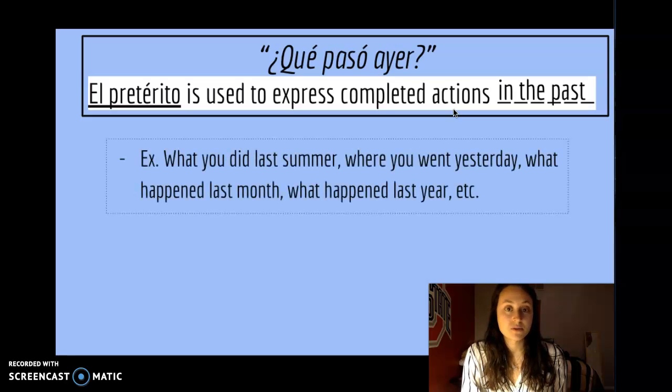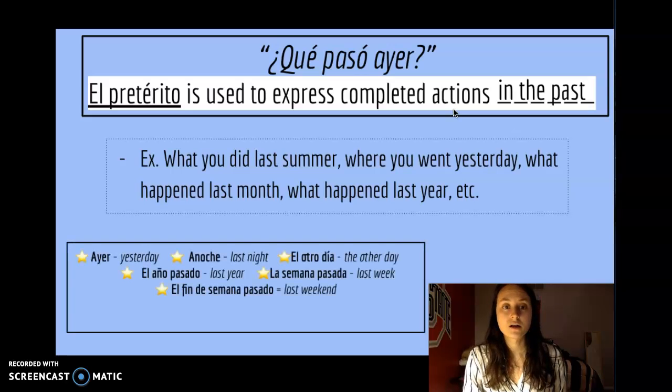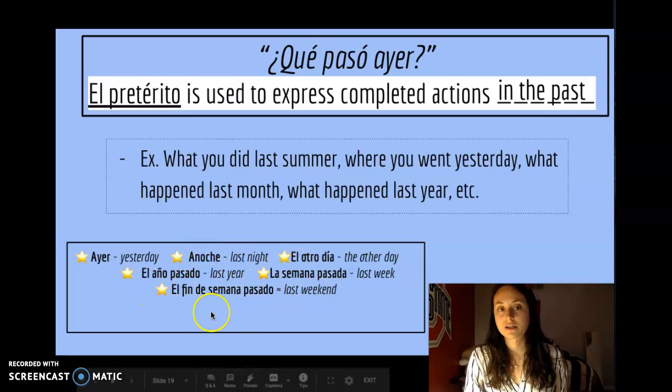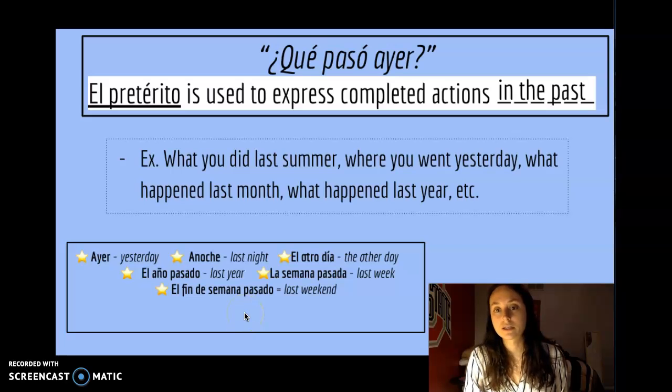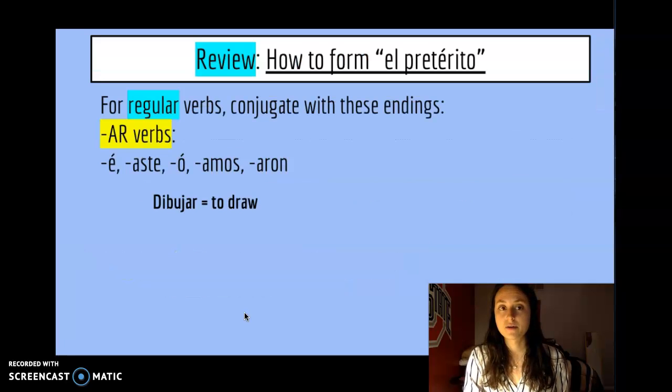So these could be things like what you did last summer, where you went yesterday, what happened last month, last year, etc. Remember there were a lot of little phrases and words that we saw that trigger the preterite, like ayer, anoche, el otro día, el año pasado, la semana pasada, el fin de semana pasado, etc. Okay? So we're talking about the past.